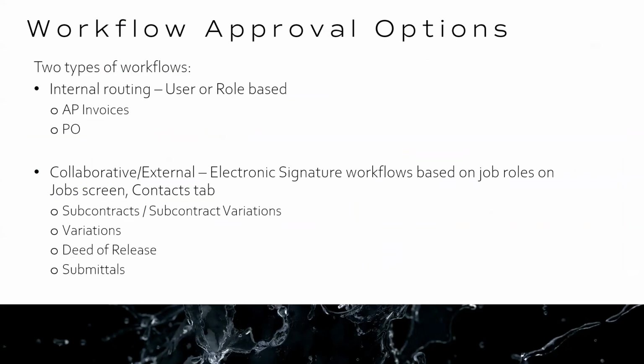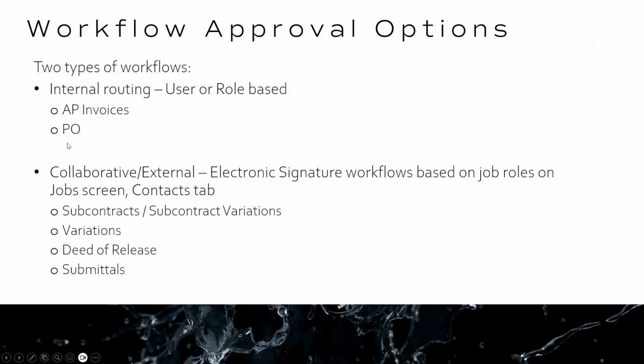So with workflows, you essentially have two options. The first being what we call internal routing workflows, and the second is what we call collaborative or external workflows. The difference between these is basically the functionality of what you can and cannot do. Internal workflows means that it's based on a particular user or a role. The two workflows where we don't go to a third party will be the likes of your AP invoices and your POs. So they will only be routed internally for your team to approve these.